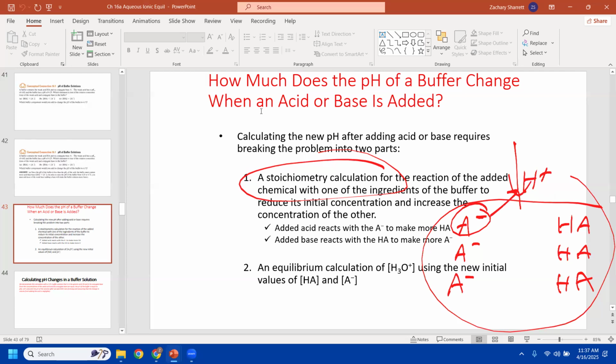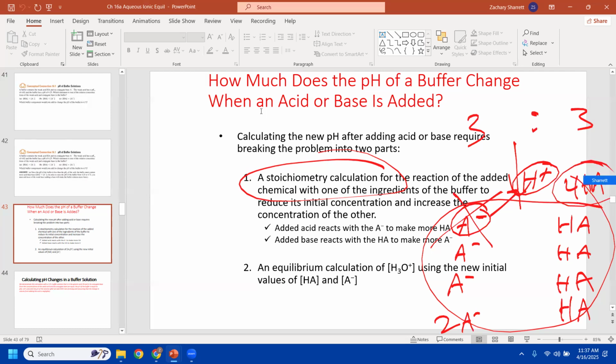One of these A minuses is going to go and grab that H plus. So now we go from three and we lose one. We now have two A minuses left, but this A minus grabbed the H plus to gain another HA. So now we have two A minuses and four HAs. Everybody see that? We lost one here, but we gained one over here. That's what they mean by a stoichiometry problem in thinking about what happens.